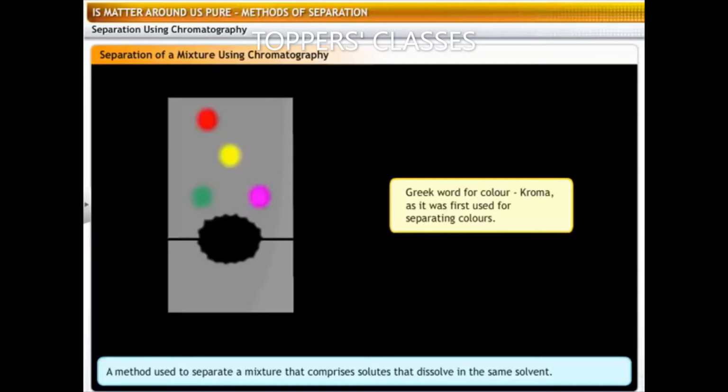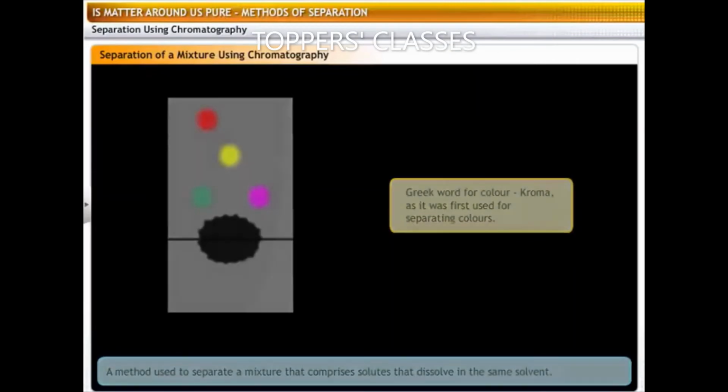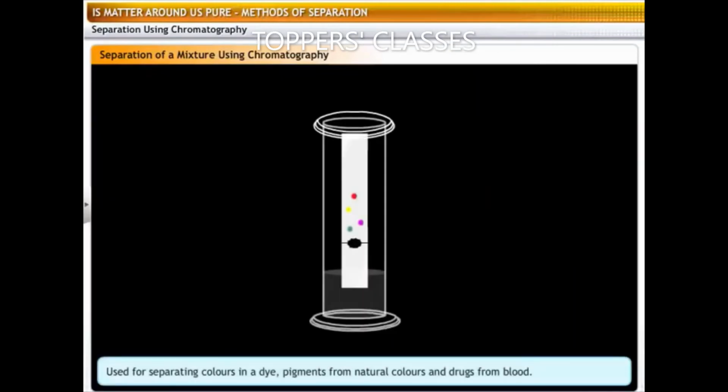The technique we have just seen of using paper to separate the components of ink is referred to as paper chromatography. Chromatography is used for separating colors in a dye, pigments from natural colors, and drugs from blood.